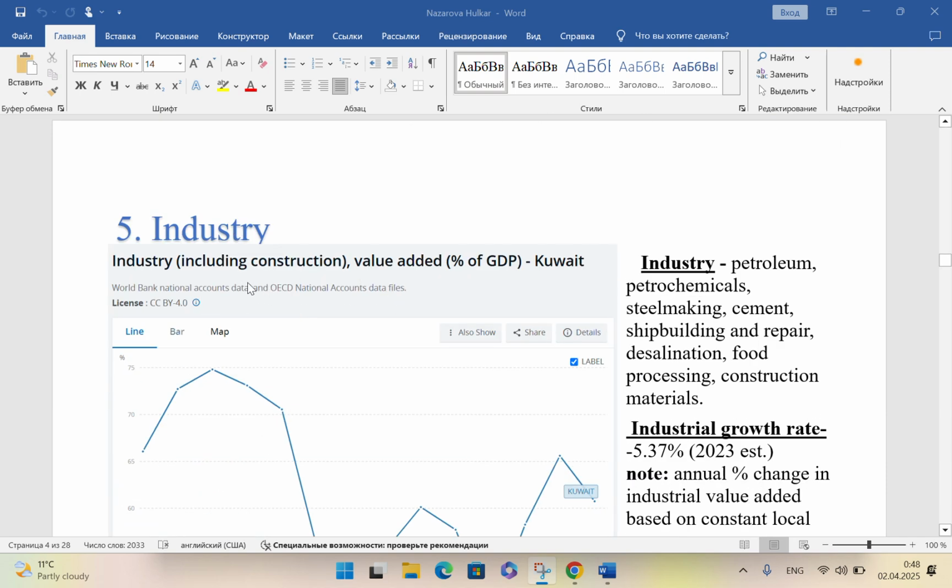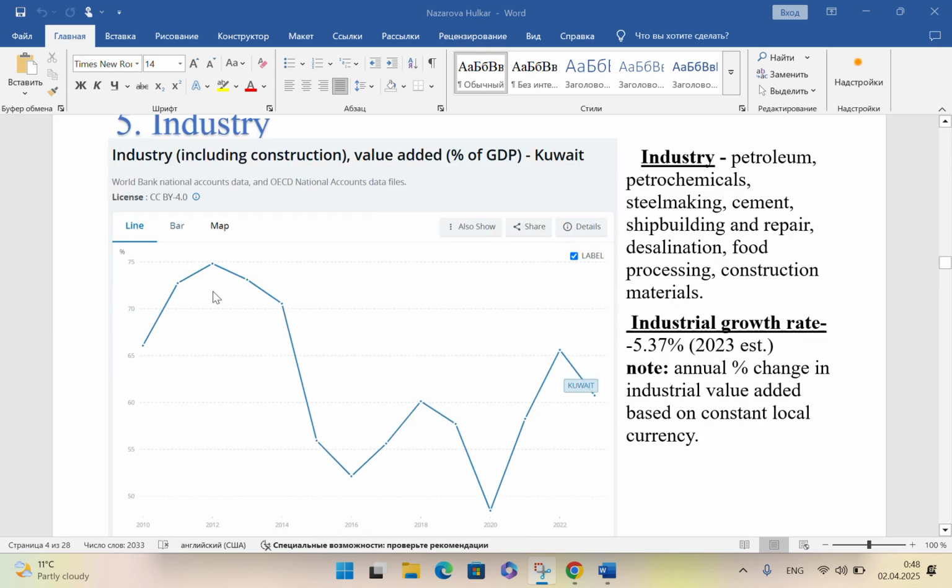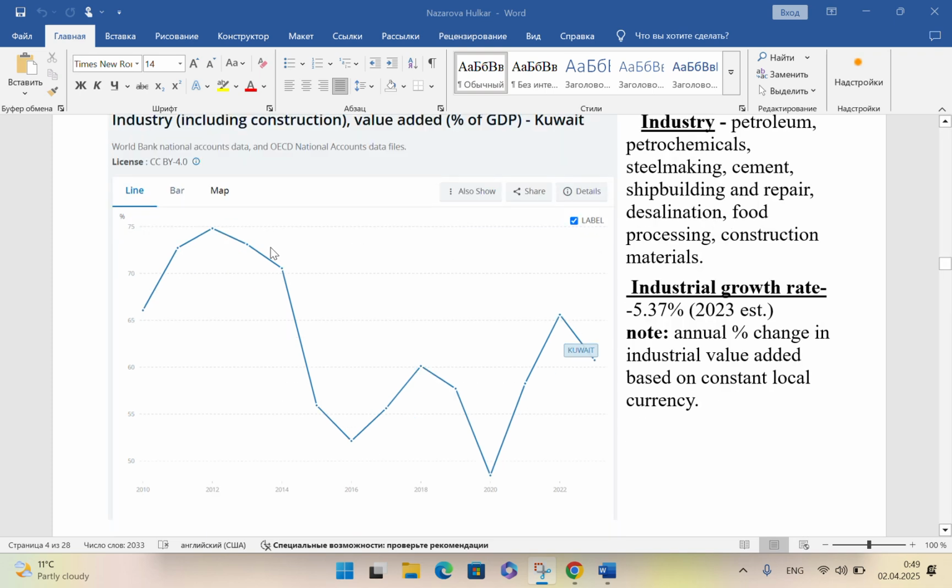Industry in Kuwait is mostly related to petroleum, petrochemicals, steel making, cement, shipbuilding and repair, desalination, food processing, and construction materials. So the industrial growth rate is minus 5.37% from 2023. All this information is given from the World Bank Open Data.